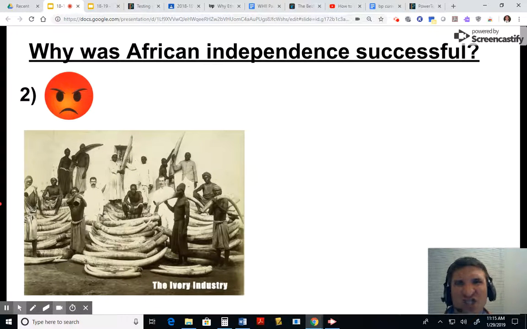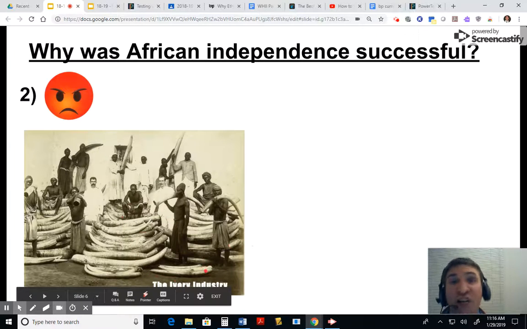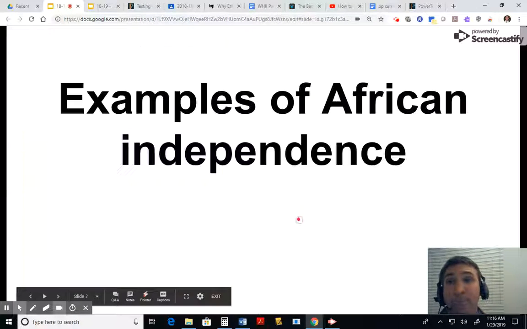Reason number two is anger. There was resentment or anger toward European imperial rule and toward economic exploitation, meaning Europeans taking advantage of Africans to get wealthy for their own profit. And here's an example with the ivory industry in Africa.